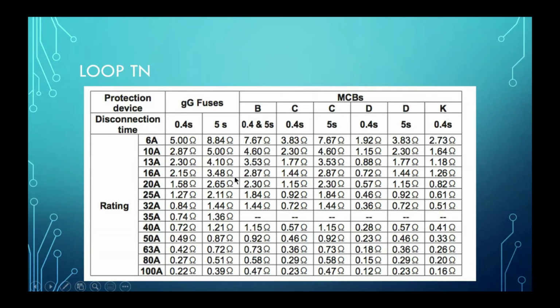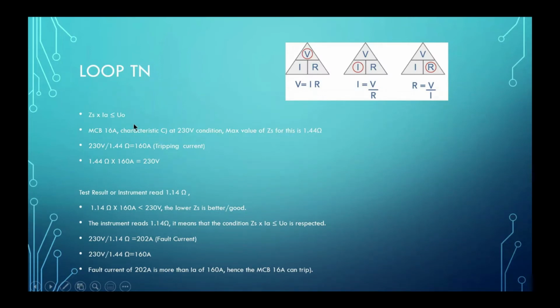So for example, I pick one example for you. Just now I said ZS times IA must be lower or equal to UO. This formula must be respected. It's using V equal to I times R.